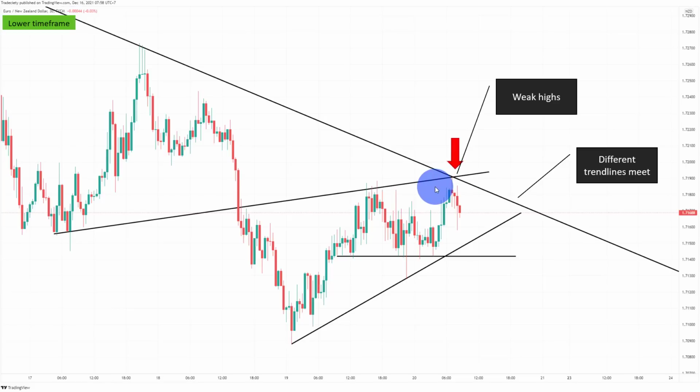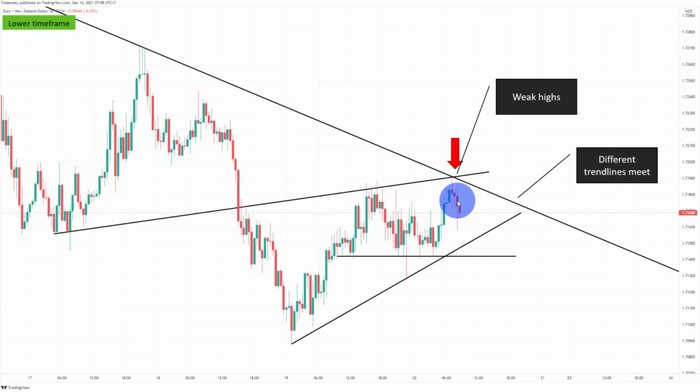It's a little bit too early to just sell right here, but we have a lot of things that speak for this trade, right? We have the higher time frame downtrend, we have the trend line, we have the potential end of the corrective wave, we have the weak highs, and we have here the intersection of the trend lines. So we want to short, we just have to wait for the market to get out of the corrective wave.